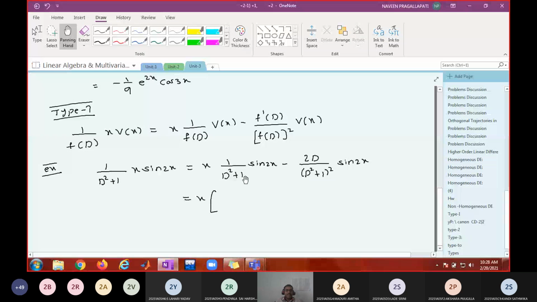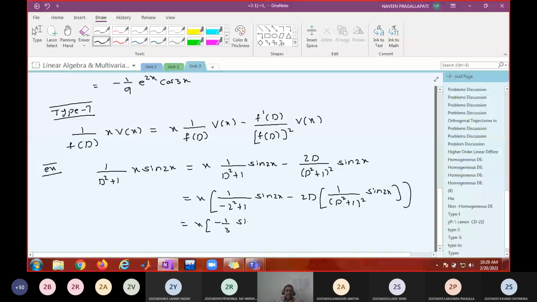So minus 4 plus 1 is minus 3. So this is minus 2 square plus 1 sine 2x. Write 2d outside: 1 by d square plus 1 of whole square of sine 2x. So this is x into minus 4 plus 1, which is minus 3, so minus 1 by 3 sine 2x minus 2d of. Now replace d square with minus 2 square, so that is 1 by minus 2 square plus 1 whole square of sine 2x.